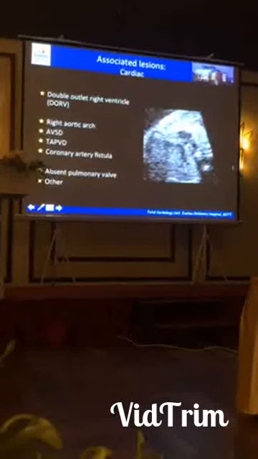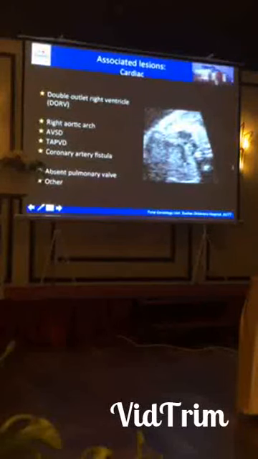And you can get anomalous pulmonary venous drainage. You can get coronary artery fistula with it. You can get all kinds of things. But the other variant that is well recognized is something called absent pulmonary valve syndrome, in which the pulmonary arteries are not small, they're just very, very dilated, so the opposite.